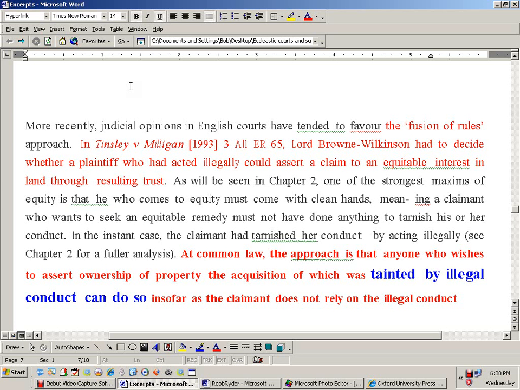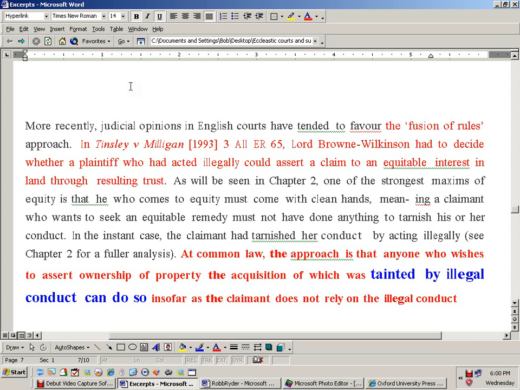As will be seen in Chapter 2, one of the strongest maxims of equity is that he who comes to equity must come with clean hands, meaning a claimant who wants to seek an equitable remedy must not have done anything to tarnish his or her conduct. In the instant case, the claimant had tarnished her conduct by acting illegally. And, we don't have Chapter 2 to see what the whole thing is.